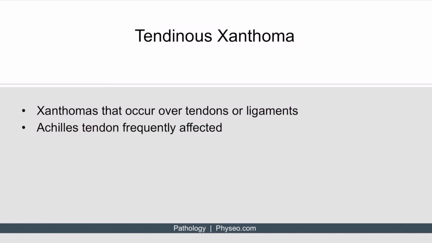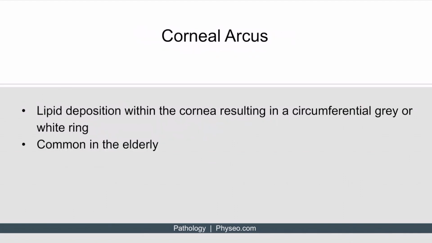Xanthomas may also appear over the tendons or ligaments, and when this occurs, they're referred to as tendinous xanthomas. The Achilles tendon is frequently affected. Lipid deposition can also occur within the cornea, which results in a circumferential gray or white ring, and this is termed corneal arcus. These are commonly seen in the elderly.